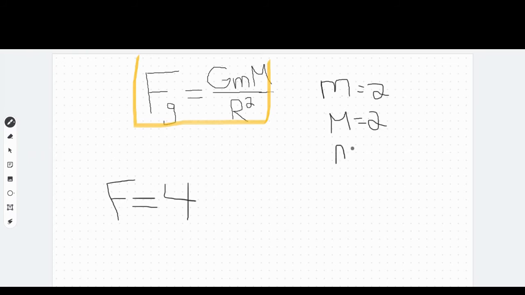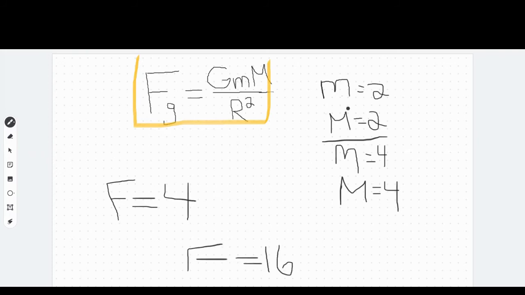So if we switch this, and instead we made the mass of each object 4, then we would have 16. As you can see, when we had less mass, the gravitational force was less, and when we had more mass, the gravitational force was more. So this is a pretty good example of how more mass means more gravity and less mass means less gravity.